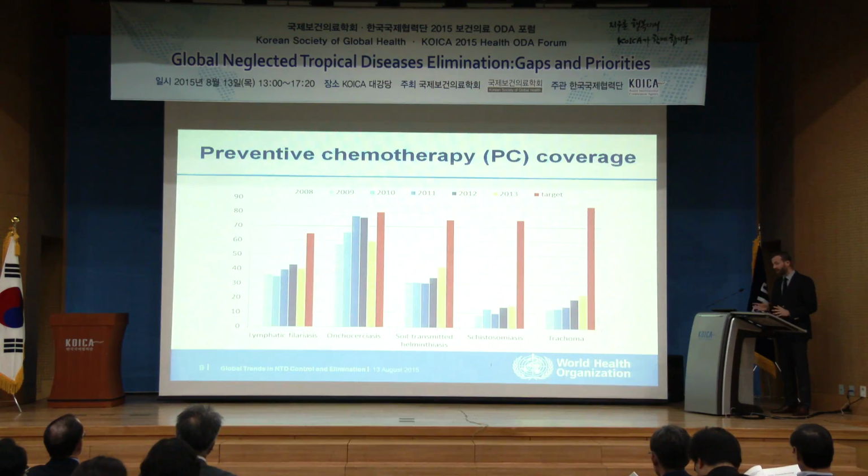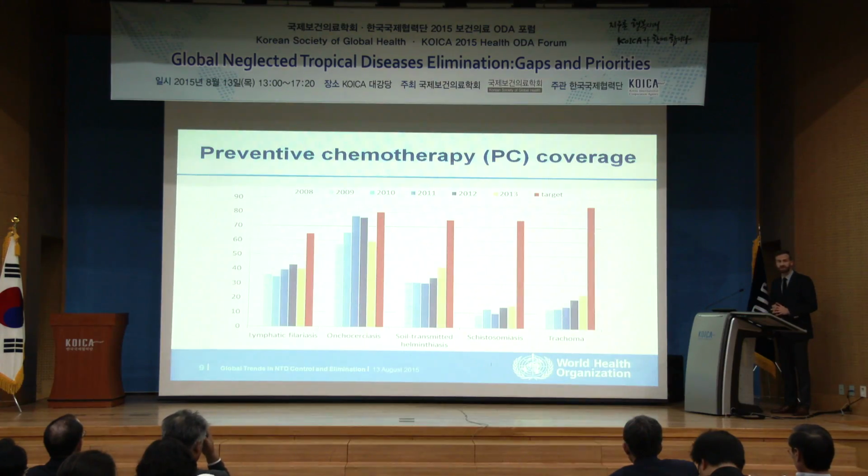So the red bars here in this graph indicate the targets that exist for these different diseases in terms of coverage. And then the blue lines show some progress in scale-up of coverage of populations with preventive chemotherapy towards 2013, which is the latest available data. So we see progress in general. You might note the decline in 2013 in lymphatic filariasis, which is driven by one state in India, and they are back on track in 2014.